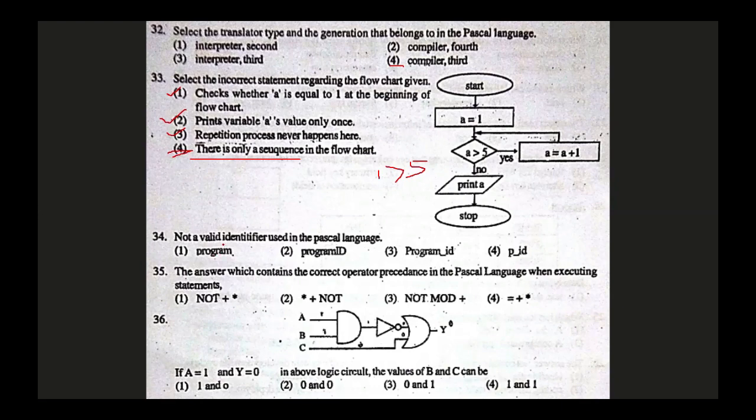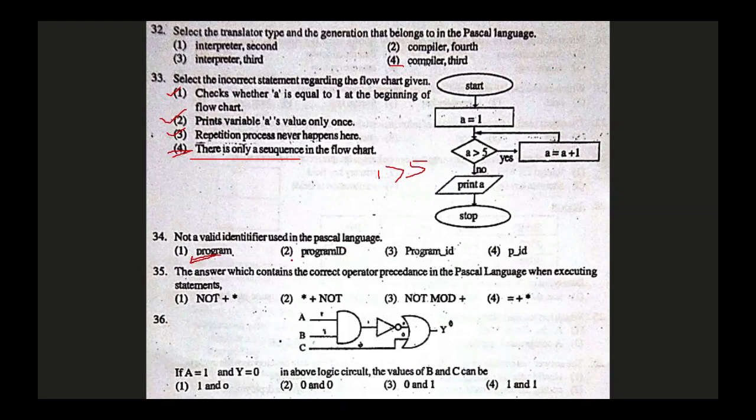Then question number 34, not a valid identifier used in the Pascal language. Yes, we cannot use this because program is a keyword or reserved word. Whenever we write a Pascal program, we have to use this word program. We cannot use it, these are not valid identifiers.